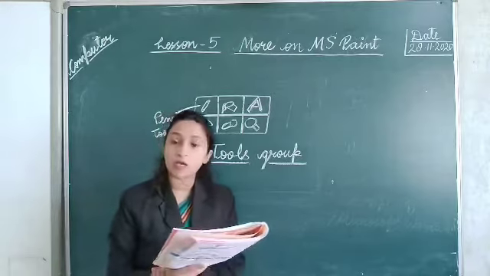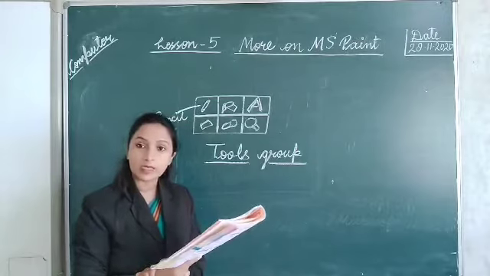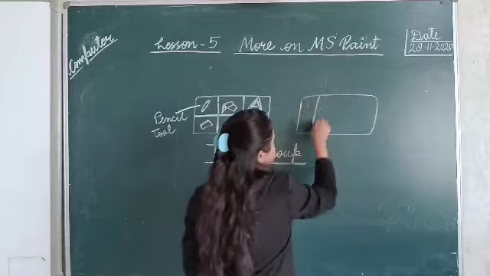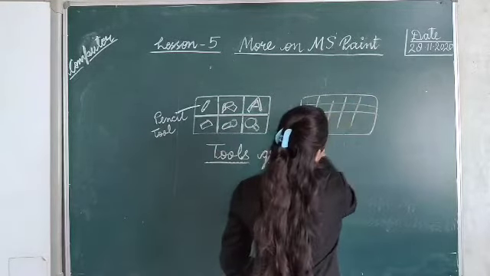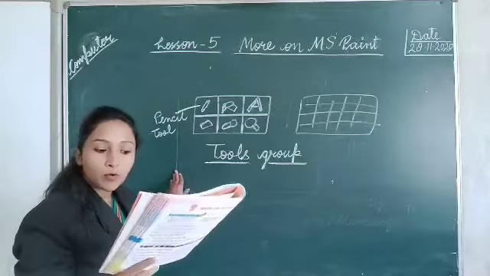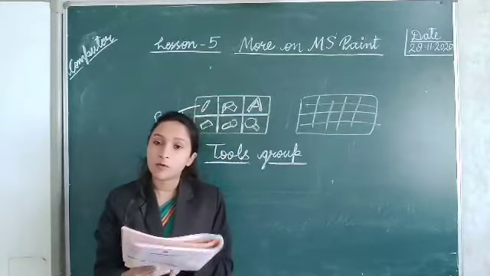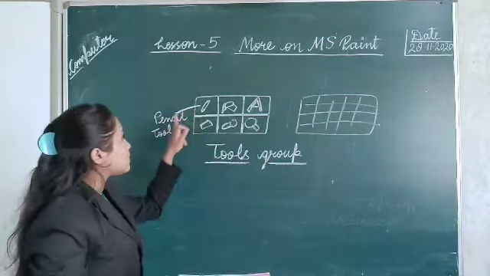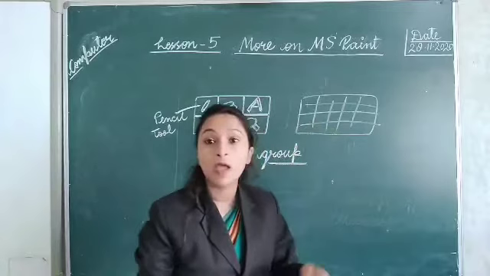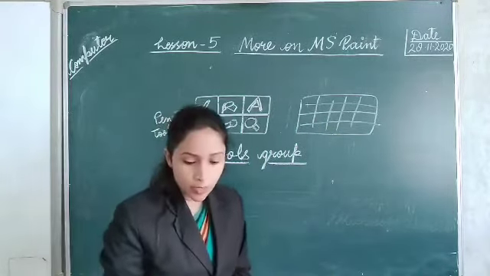Select any color from the colors group. In the colors group there are many colors; you have to choose any color. After that you have to move the pointer to the drawing area. First select the pencil tool from the tools group, then choose any color from the colors group, then move your mouse pointer onto the drawing area.